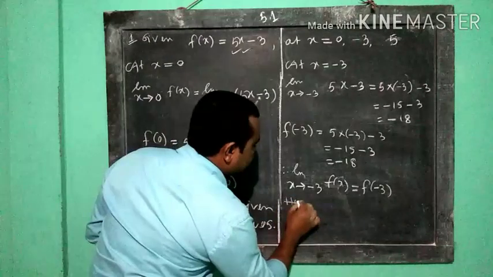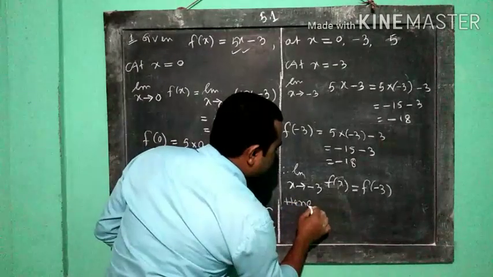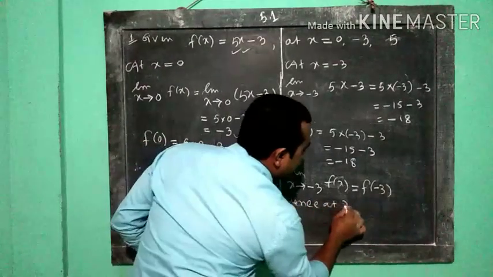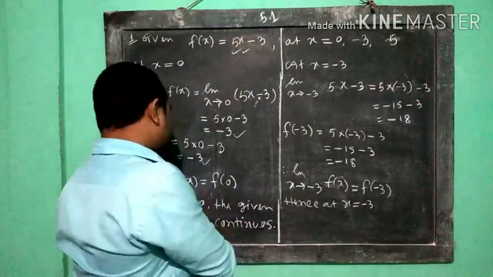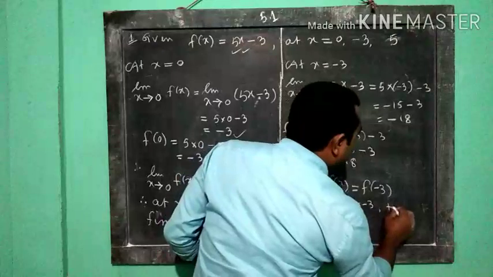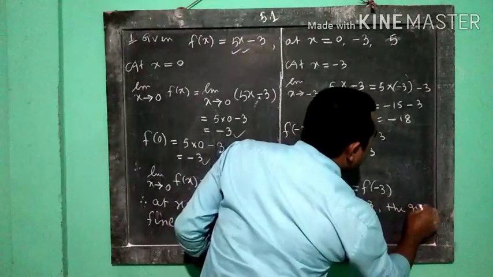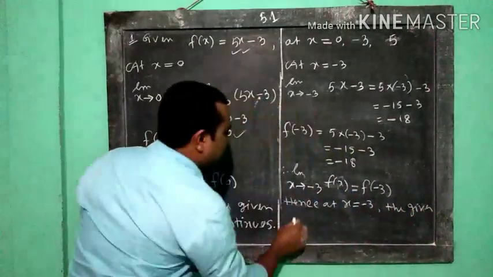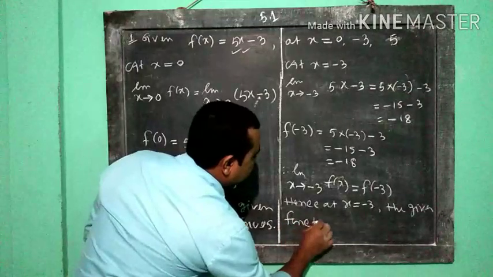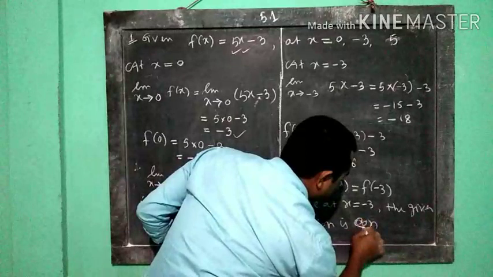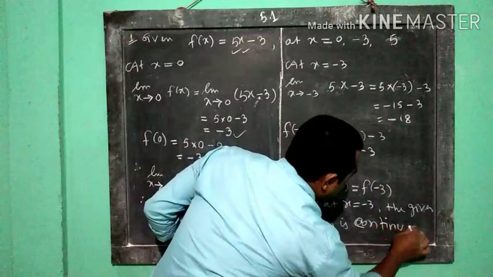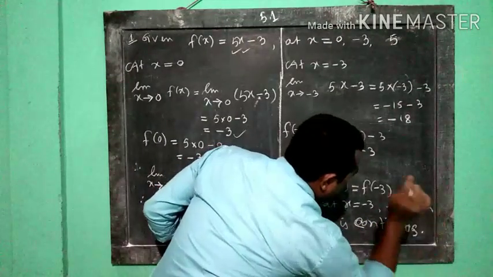Hence, at x = -3, the given function is continuous. Okay.